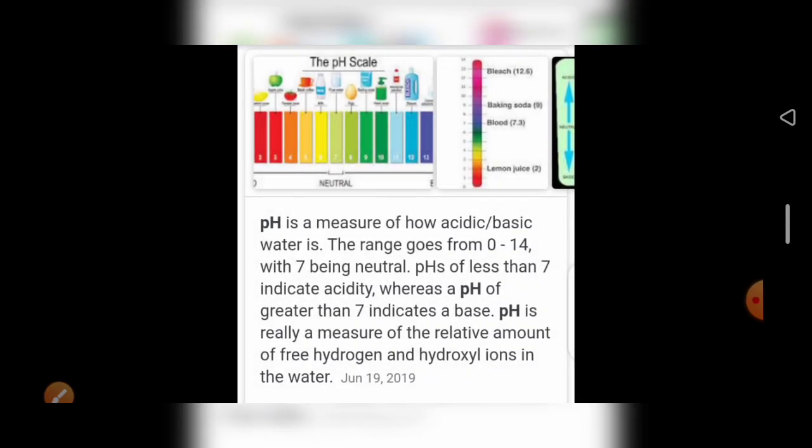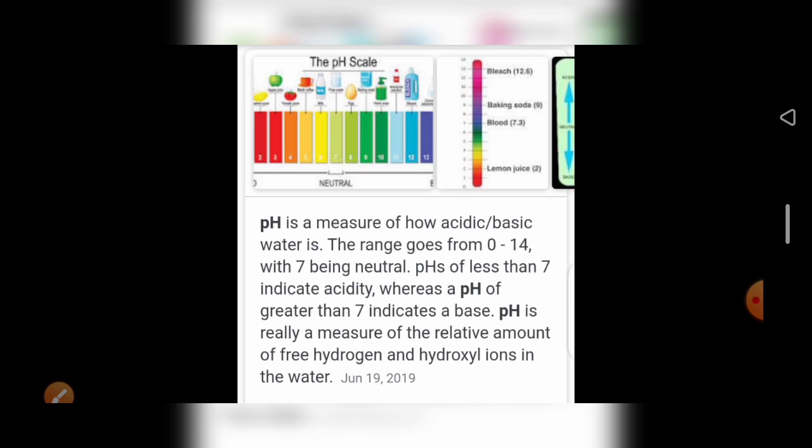See here, the pH value measures how acidic, basic or neutral a solution is. The range goes from 0 to 14. With 7 being neutral, a pH of less than 7 indicates acid, whereas a pH greater than 7 indicates base. The pH is really a measure of the relative amount of free hydrogen and hydroxyl ions in water. Okay, how will you calculate?